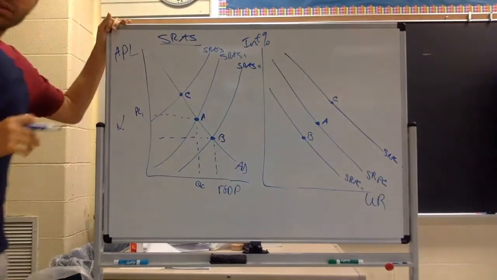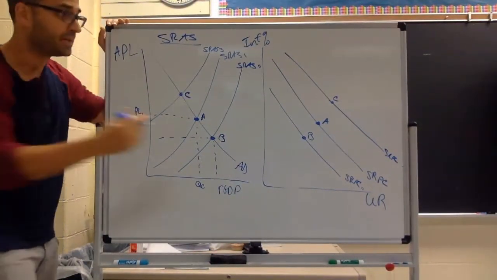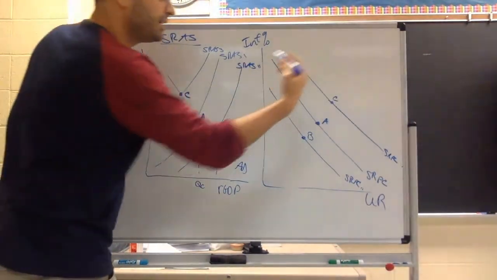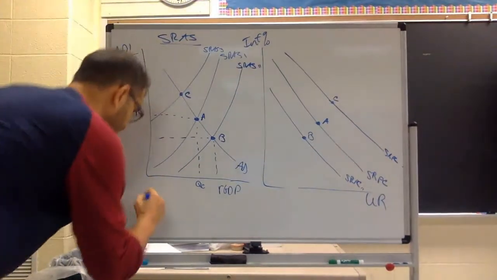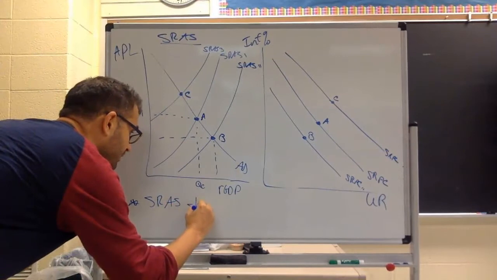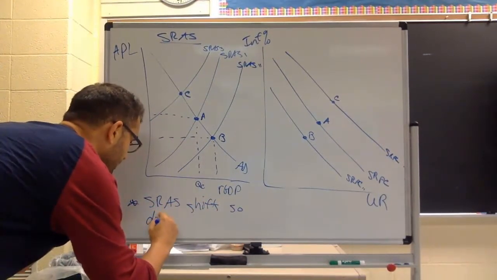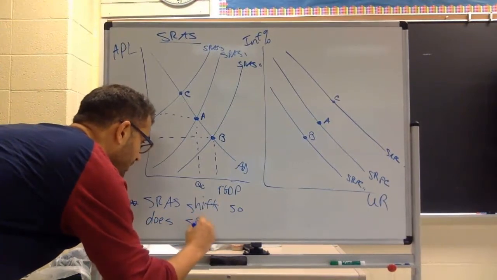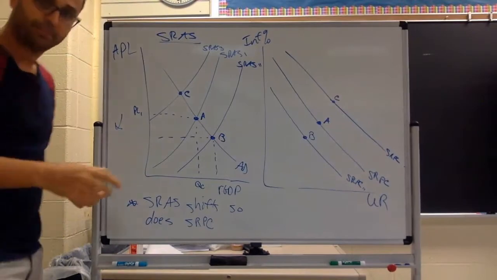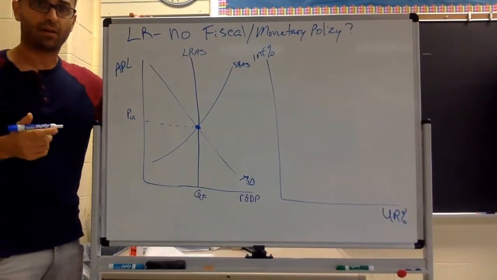So what's the rule? Well, before we learned when AD shifts, there's a movement along the curve. But when SRAS shifts, there's going to be a shift. Okay, so that's a rule. When SRAS shifts, so does the SRPC. All right? Hope you understand that. What we should do is ask what happens in the long run, the LR.